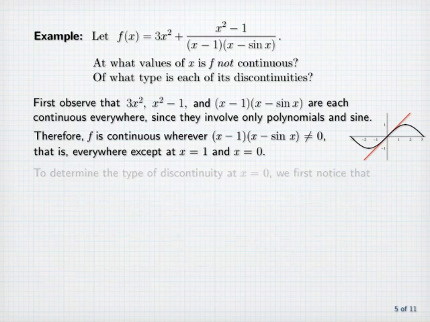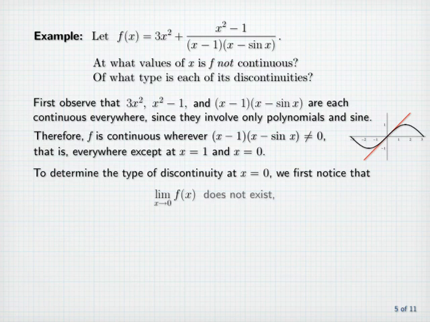To determine the type of discontinuity at x equals 0, we first notice that the limit as x approaches 0 of f of x does not exist, because the numerator in the second term approaches negative 1, while the denominator approaches 0. And in fact, the limit as x approaches 0 from the left of f of x is equal to negative infinity. This is because when x is close to 0, x minus 1 and x squared minus 1 are both negative, and if x is slightly less than 0, then x minus sine x is also negative, because for negative values of x, sine x is greater than x. Again, this is apparent from the graphs of sine x and x.